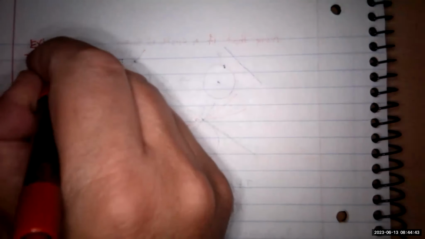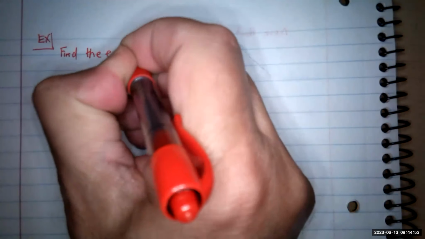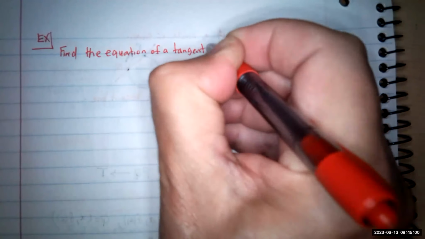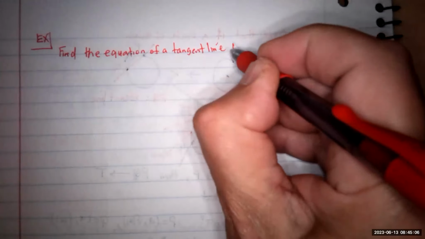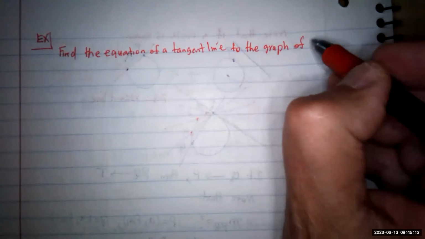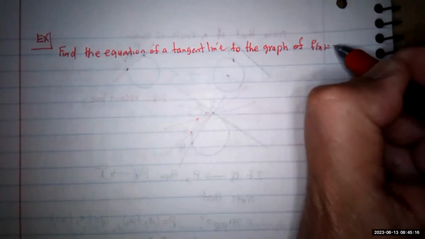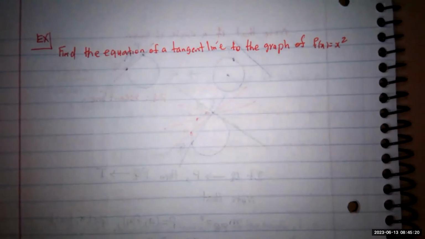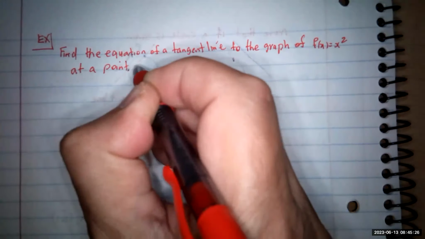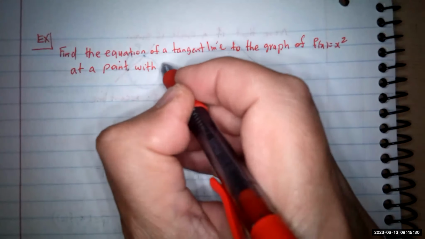So that's the question. Now the real one we want to find, and you have a couple of them in your book: find the equation of a tangent line to the graph of this function, f of x equals x squared, mostly a parabola, at a point with x equal to, let's say, 3.